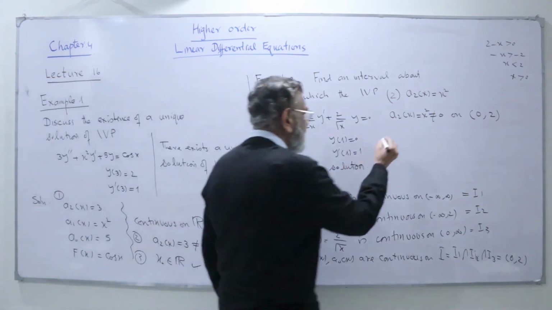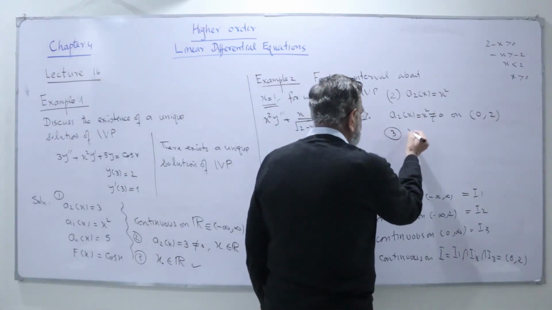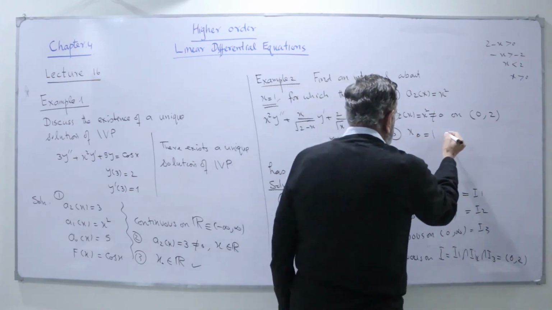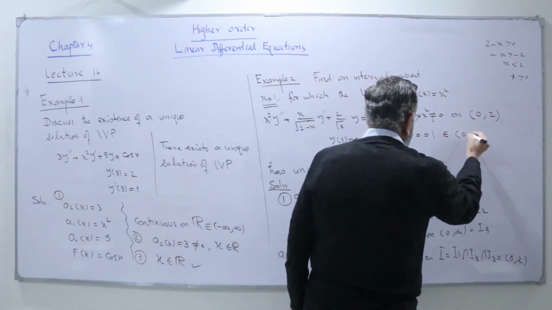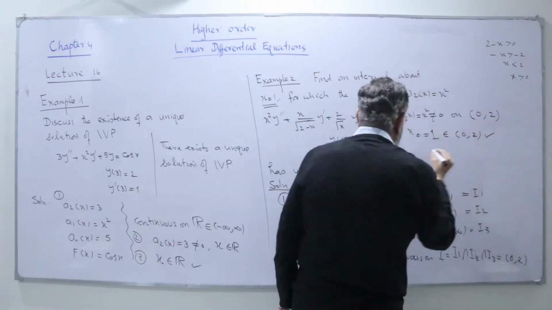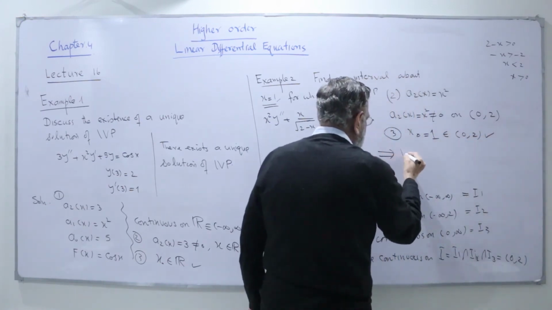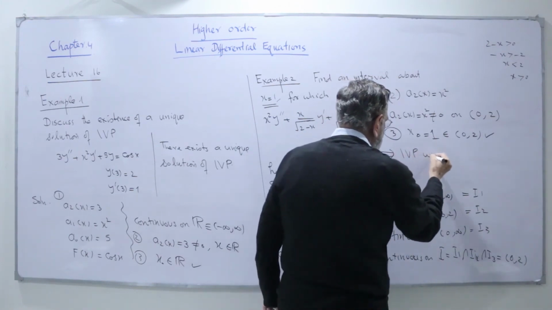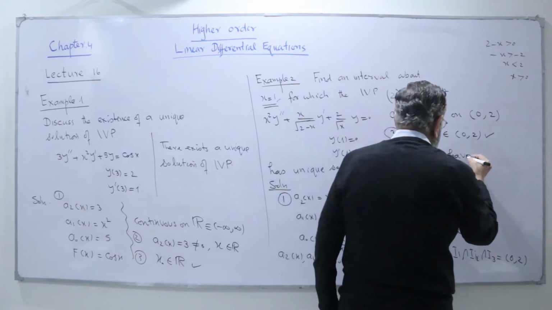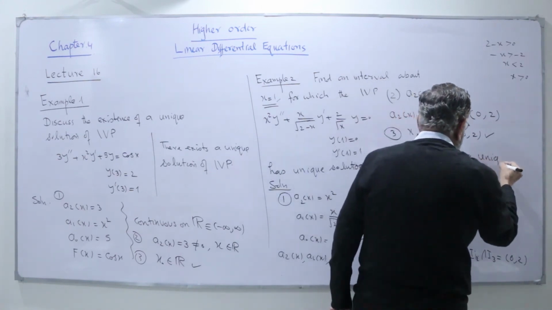Number three, the third condition is that the point x0, which is equal to 1, must be in the interval from 0 to 2. Yes, it is there. So it's also correct. So this implies the initial value problem will have a unique solution.